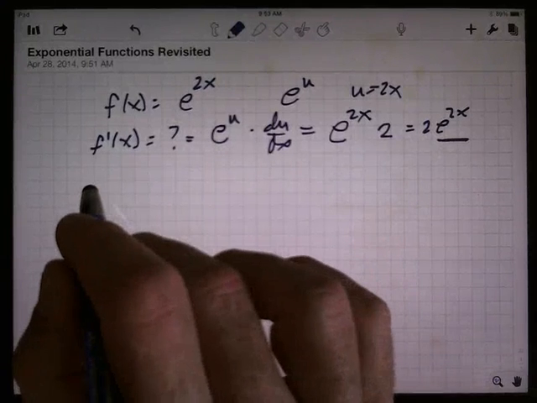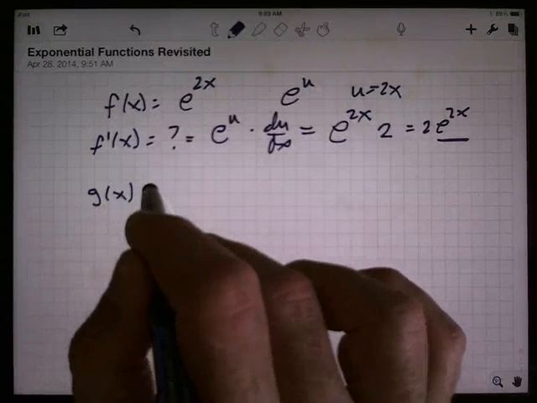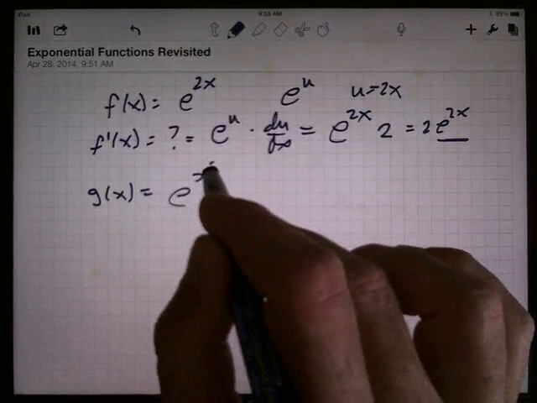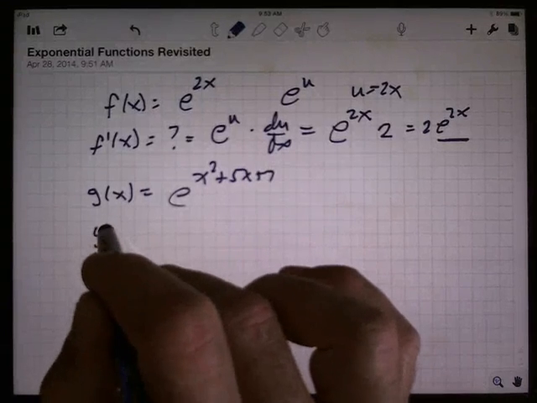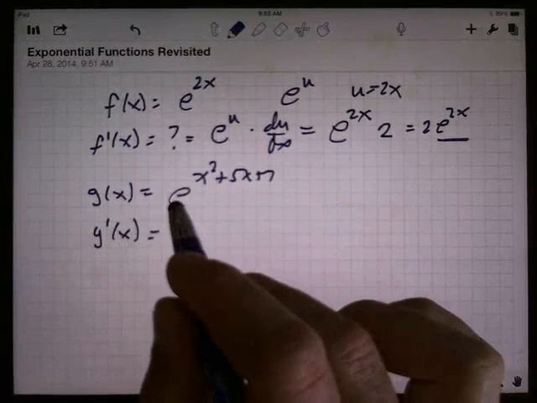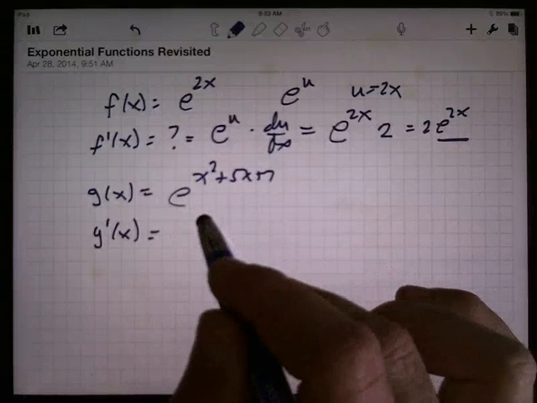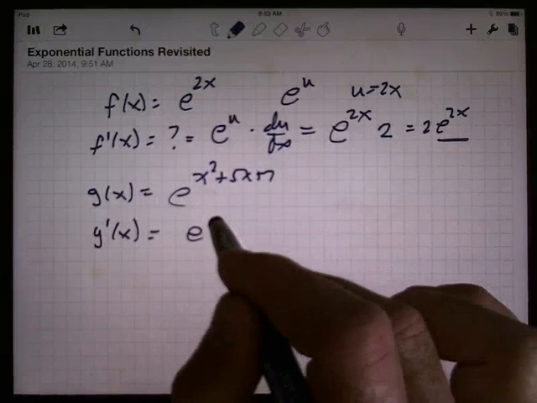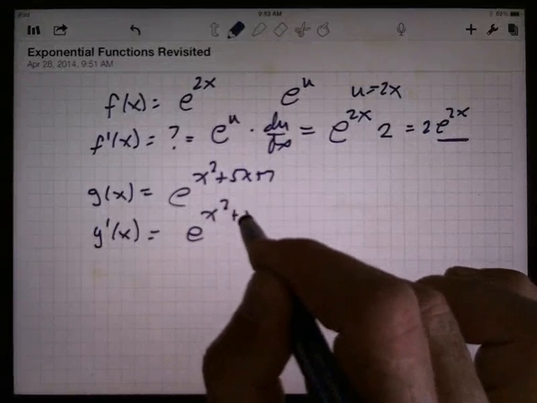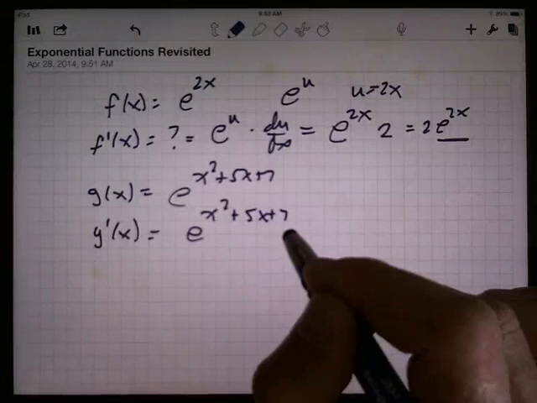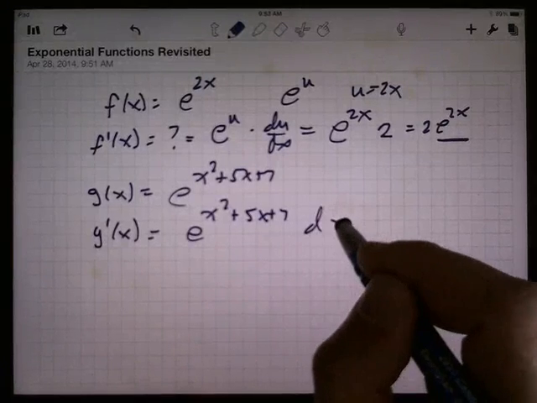Okay. If I had something like g of x equals e to the x squared plus 5x plus 7, then what's the derivative? Well, take the derivative of an exponential function, leaving the inside alone. Well, it's really easy to take the derivative of e to a power. It's just e to the same power. But then multiply by the derivative of that power.